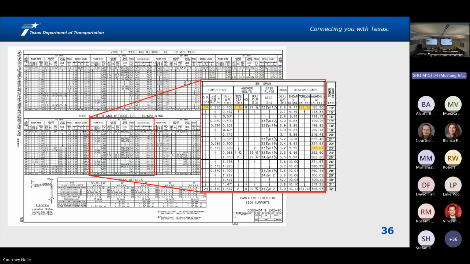Looking at the zone 4 70 mile per hour chart, the torsion's the same throughout the entire height because that's primarily dependent on the truss length. And then if I take a look here at my 23-foot height, that puts us at a moment of 243 kip feet.